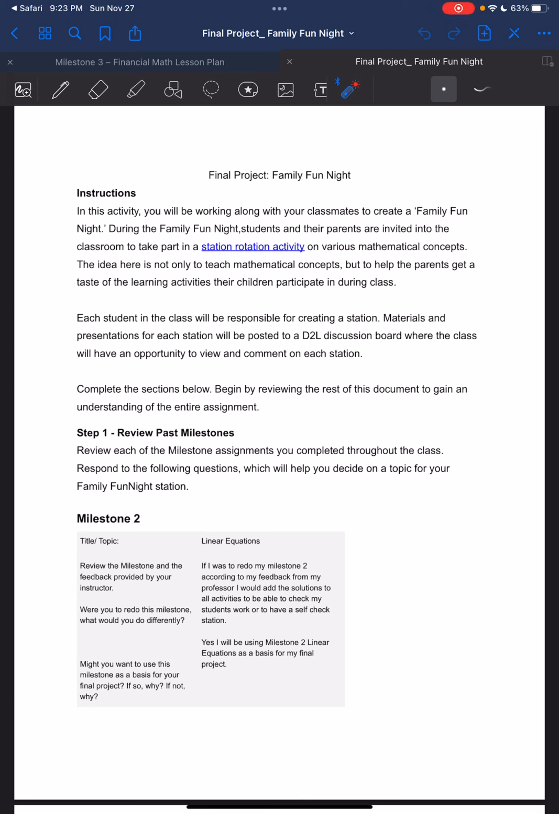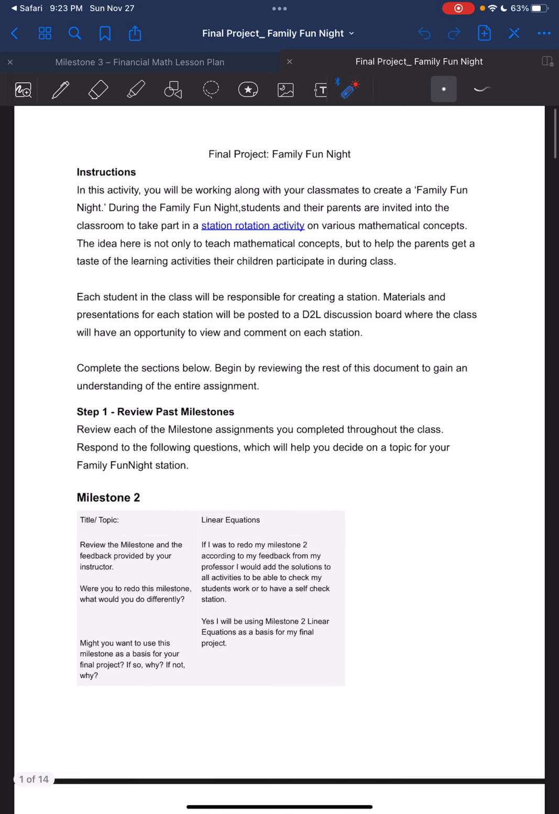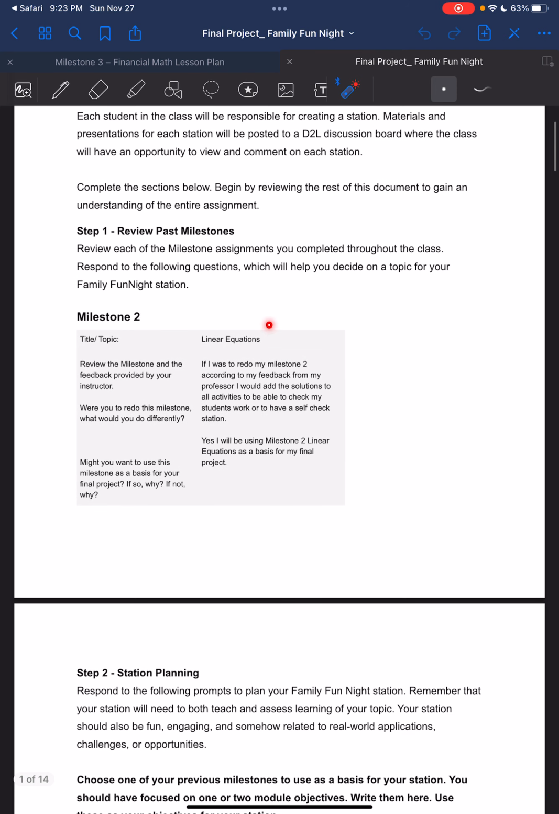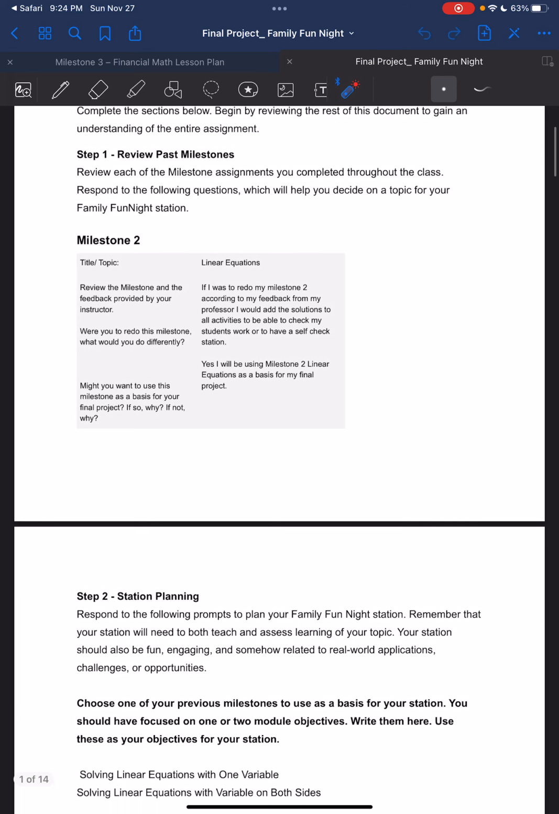In this activity, I created an activity for family fun night. I decided to use milestone number 2, which is linear equations. Based off of the feedback that I received from you, if I was to redo my milestone 2, I would add the solutions to all the activities to be able to check my students' work or to have a self-check station for the students. I decided that I would be using this milestone as a basis for my final project.